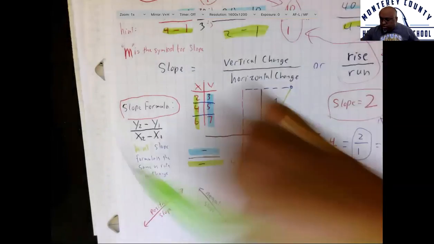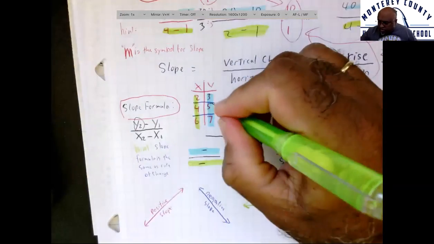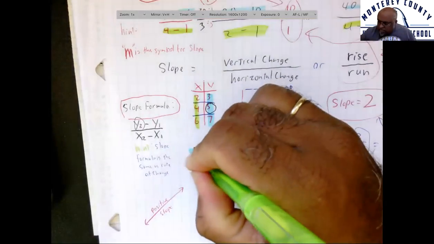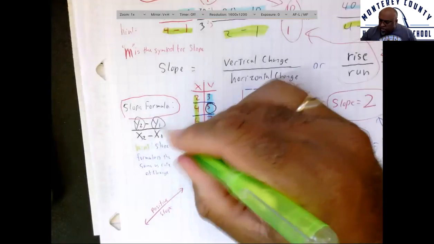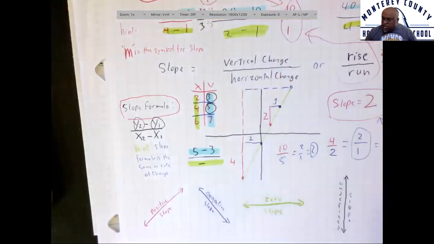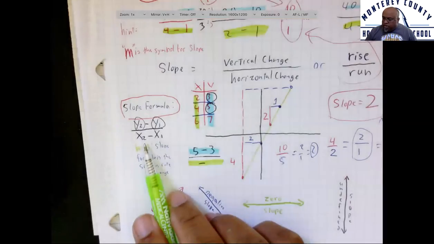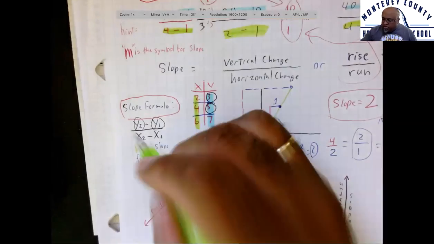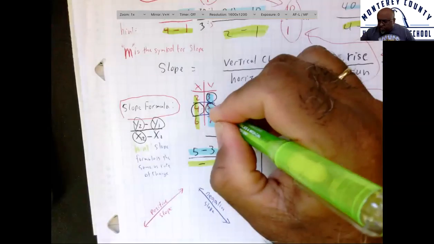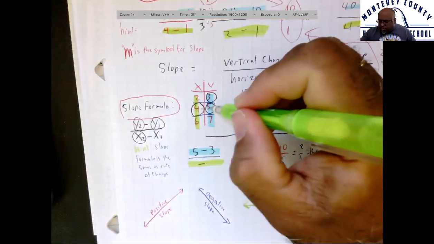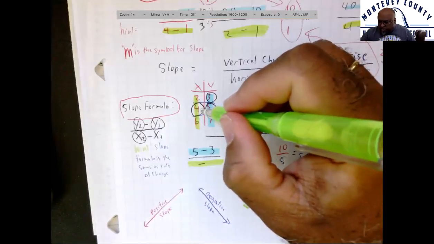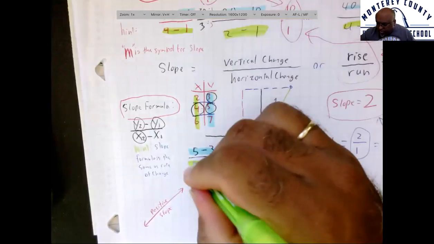So y sub 2 means my second y, or a later y number. So that would be 5 minus y sub 1, which would be 3. Okay? And then I want to use the corresponding x values. So x sub 2 has to be the x value that is compared to y sub 2. Or in other words, if I'm picking this number as my second y value, then I must pick this number as my second x value. Don't get them mixed up or change the order.